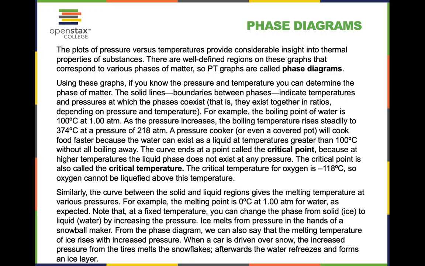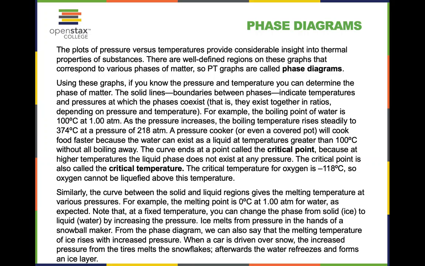The curve ends at a point called the critical point because at higher temperatures, the liquid phase does not exist at any pressure. The critical point is also called the critical temperature. The critical temperature for oxygen is about -118 degrees C, so oxygen cannot be liquefied above this temperature.